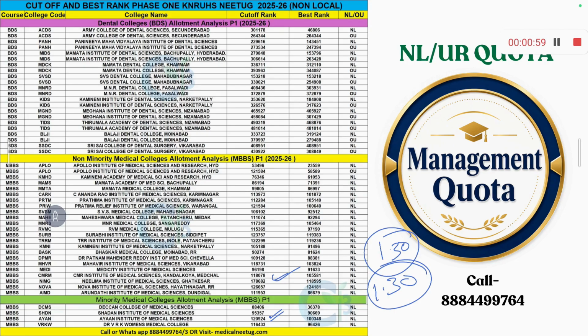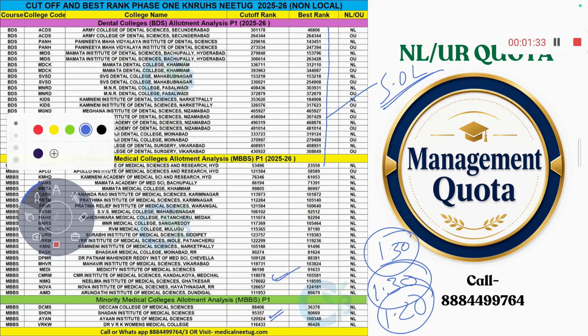And for the students who are outside, basically women students, it is up to the 1,20,000 rank. There is a good chance for you to get the seat in the case of minority colleges, in a non-local seat in a minority college in Telangana. If you go with the dental colleges, up to 5 lakh rank is a good rank to get the dental seat in the case of KNRHS counseling.